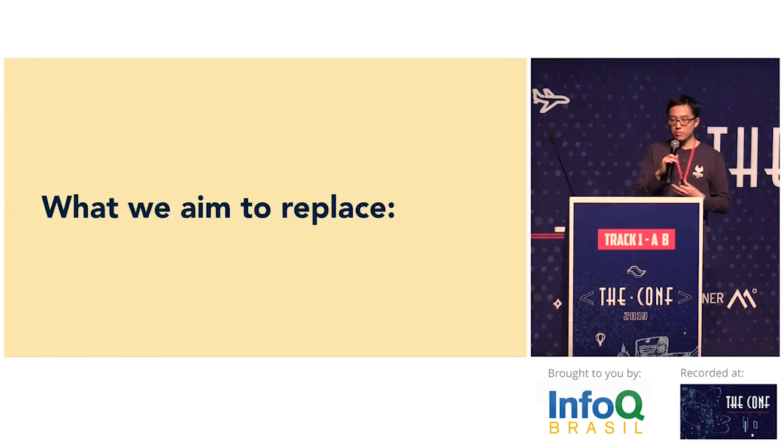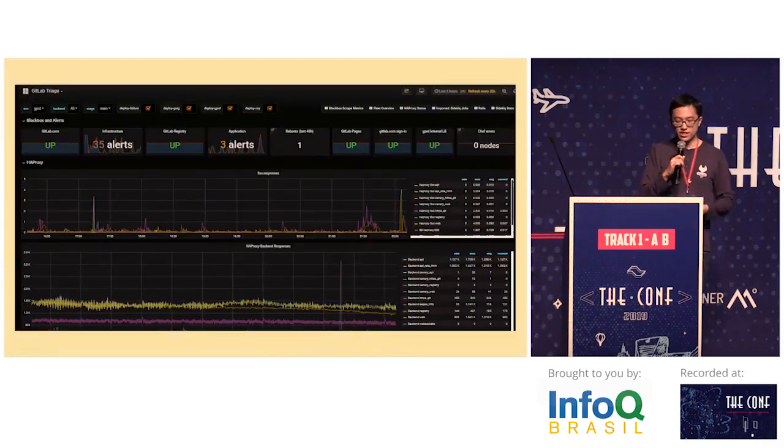So for GitLab, we want to build all these different tools to replace Grafana. We want to build heat maps, the single stat, area charts, line charts, column charts. And so there's a lot of scope there.